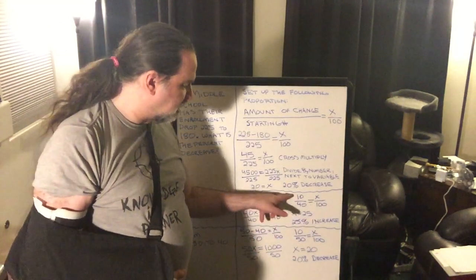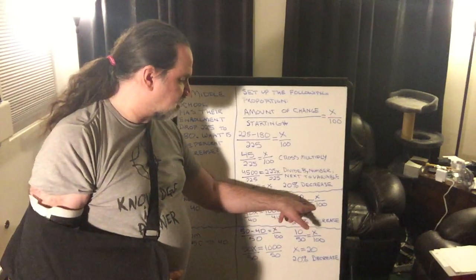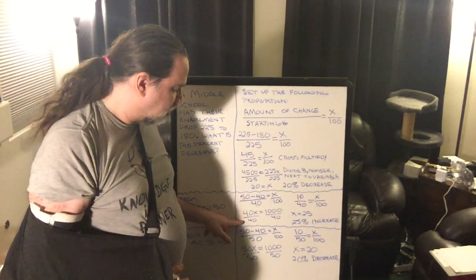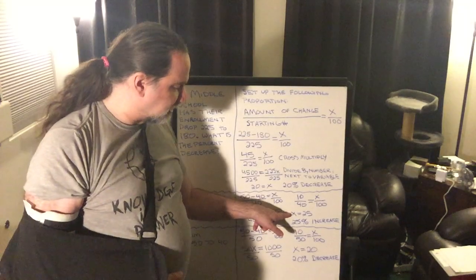Again, we cross multiply. 100 times 10 is 1,000. 40 times x is 40x. We divide both sides by 40, and we get that x is 25.